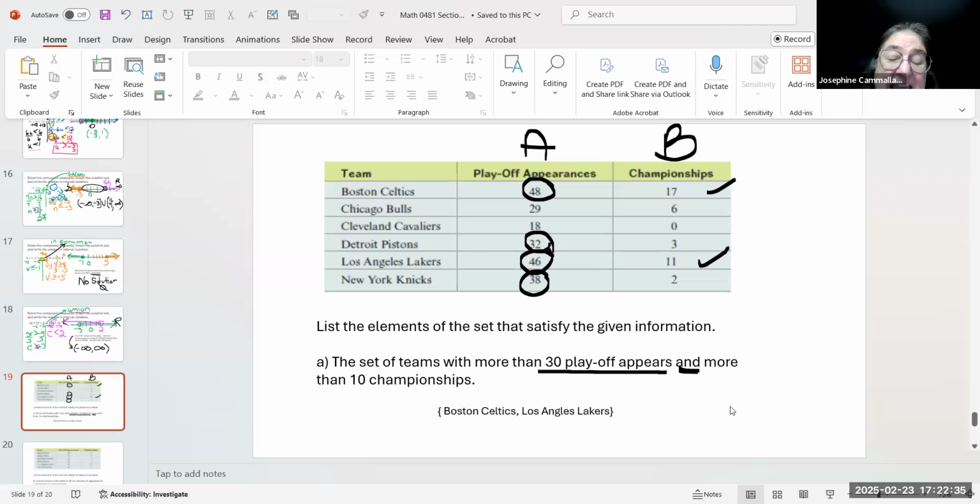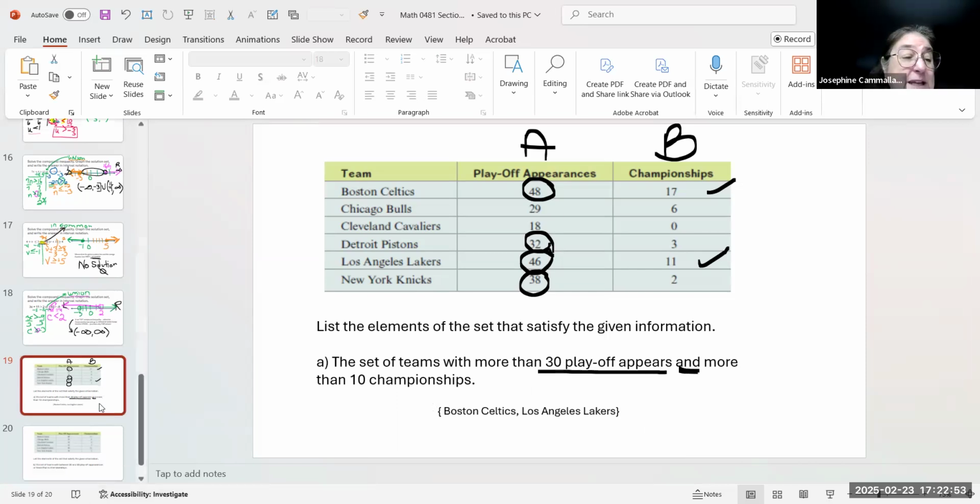And means common. So our answer is the Boston Celtics and the Los Angeles, if I can spell right, Lakers.